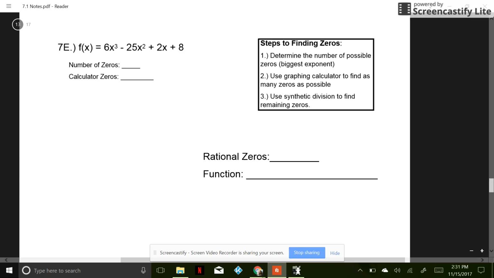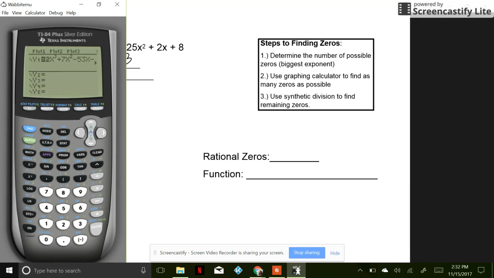Okay, one more of these examples here. We look at what's the maximum number of zeros. We've got 3. We're going to plug it into our graph. So we have 6x cubed minus 25x squared plus 2x plus 8. We graph it. Okay, we can see the 3. Let's check them out, see if they're on our table here.